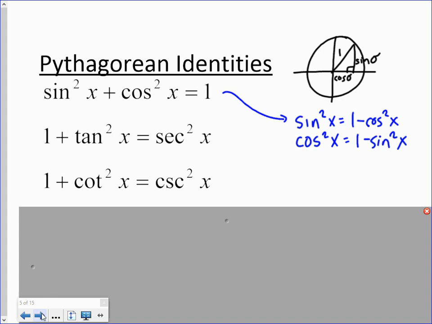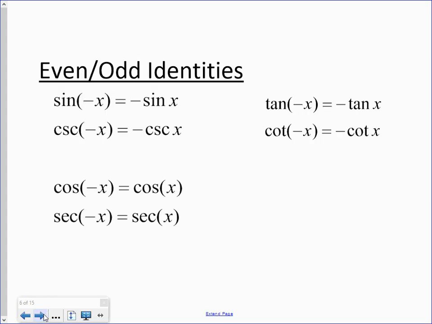And one more set of identities are your even-odd identities. I'll let you write those down and then I'll talk about them. Put a line through the middle there because the top two are really similar, the sine and tangent families, and the cosine's a little bit different.